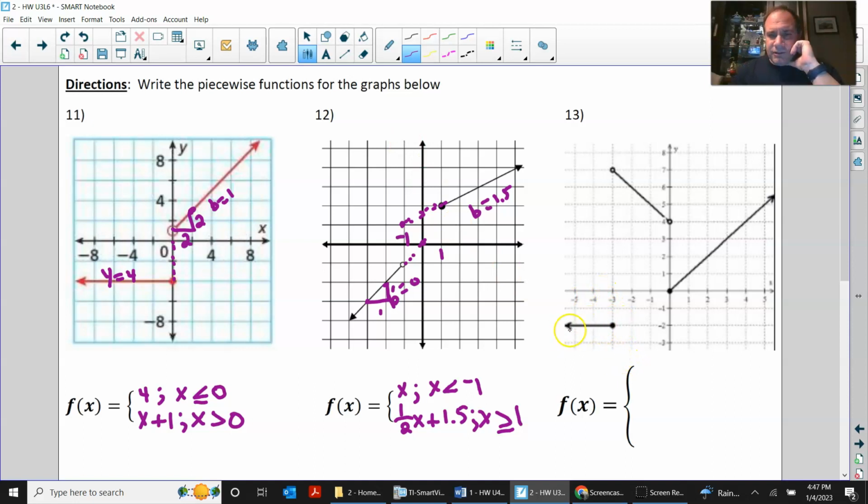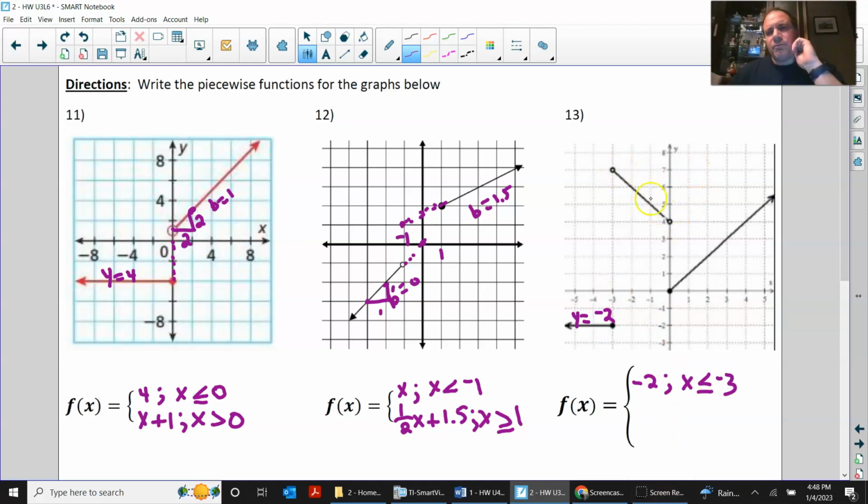We're going to talk about this horizontal line. This is a y equals -2 line. So we're going to put -2 right there. That domain is x is less than or equal to -3. See how it starts at -3?